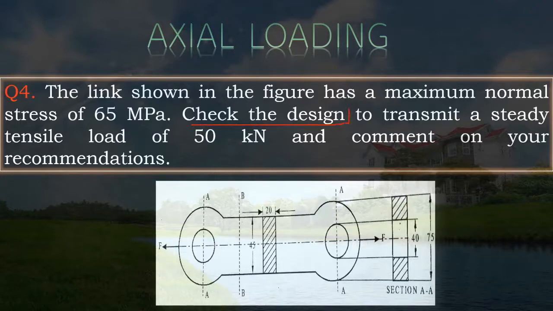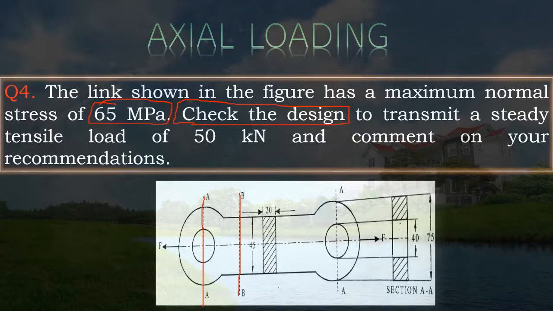Check the design means to cross check whether this link can sustain this load, or whether this link can withstand a stress of 65 megapascals. So in this case, we are going to find the stress once again and compare it with the given stress of 65 megapascals. Also, it has to be noted that this link has two cross sections, cross section AA as well as cross section BB. So this problem has to be solved for two different types of cross sections.